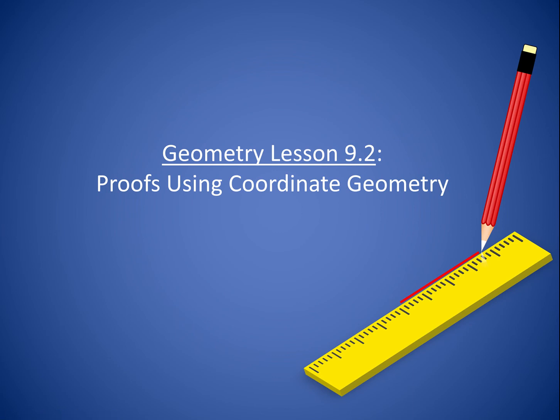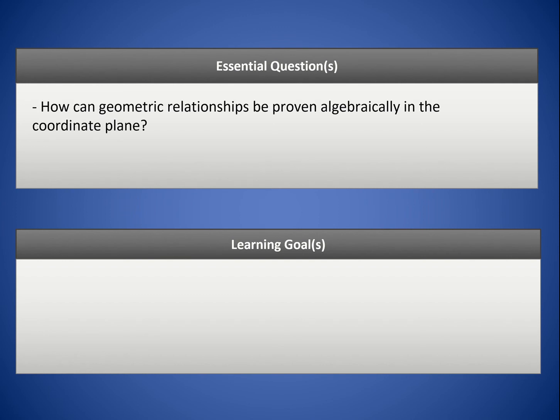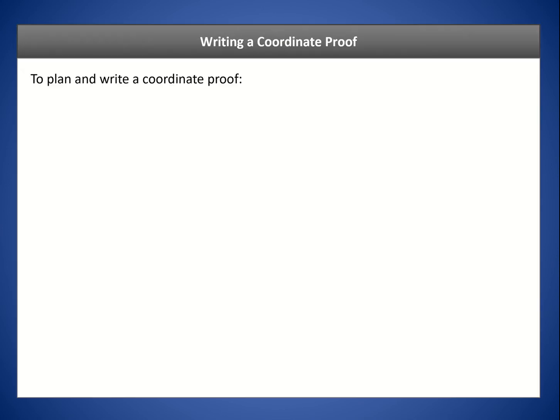Hello class, welcome to Geometry Lesson 9.2, Proofs Using Coordinate Geometry. So our essential question today is, how can geometric relationships be proven algebraically in the coordinate plane? And our goal is to prove geometric theorems using algebra in the coordinate plane. So we're going to talk about writing what we call coordinate proofs.